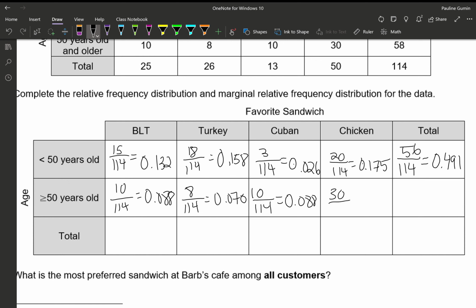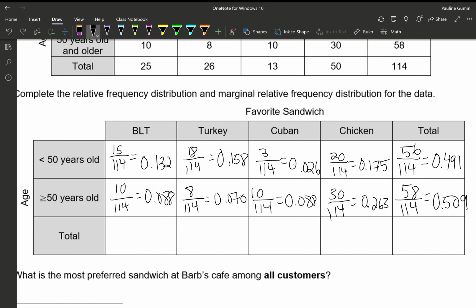And 30 people liked chicken sandwich. Okay, I will settle it. I think the Popeyes chicken sandwich is the bomb. And the total over 50, there were 58 people who Barb surveyed over 50.